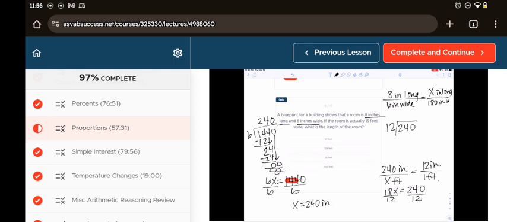And I'm going to do this division problem. 12 goes into 24 2 times. 12 times 2 is 24. I bring down the 0. 12 goes into 0 0 times. And that's it. I'm done. So X equals 20 feet. And that's my answer.